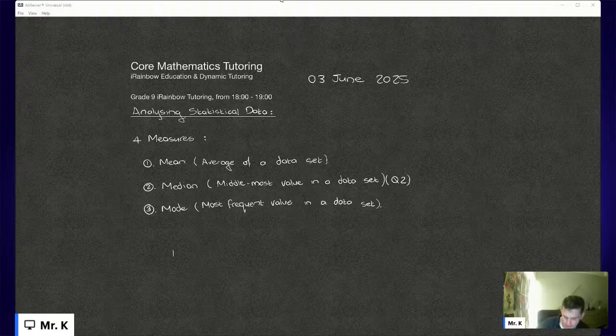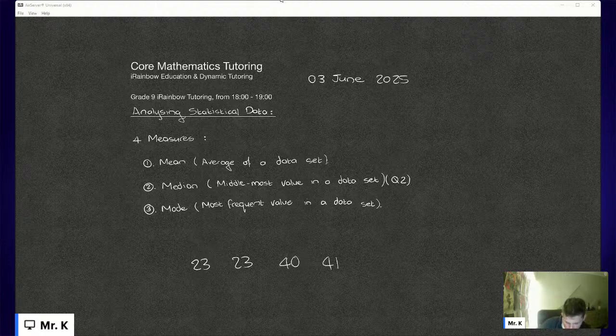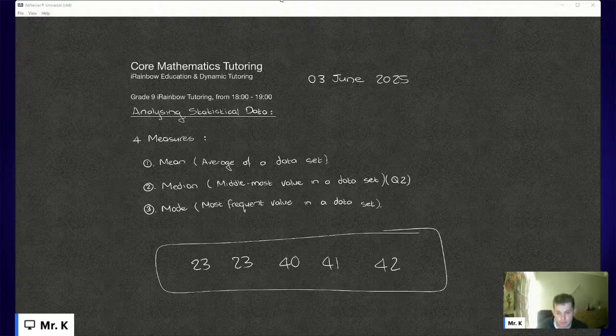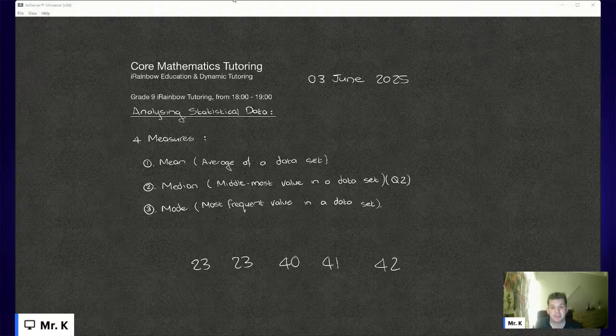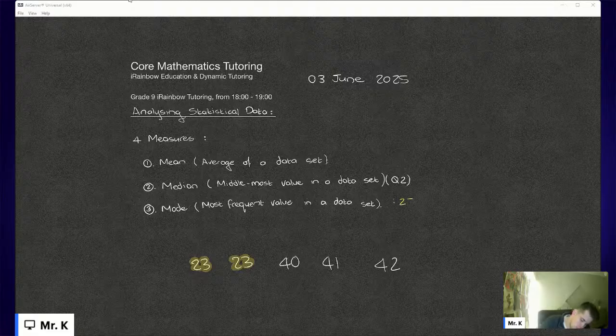Right, so if we have, for example, the numbers 23, 23, 40, 41, and 42, looking at these numbers over here, guys, which number repeats itself the most or appears most frequently in our data set? Well, looking at the information that we have, it's quite clear that the number 23 would be our mode.